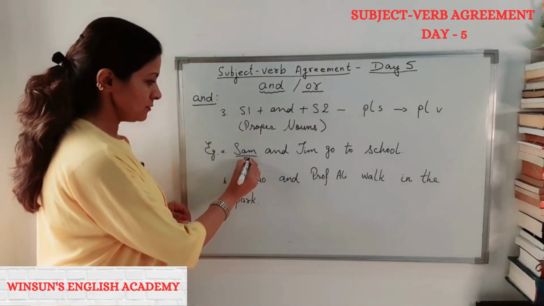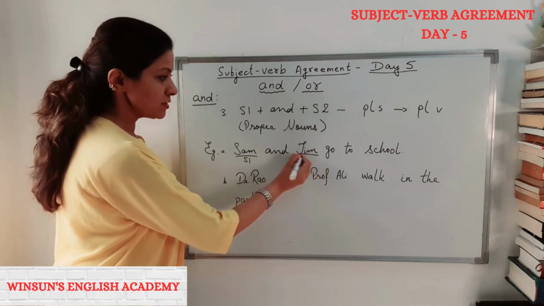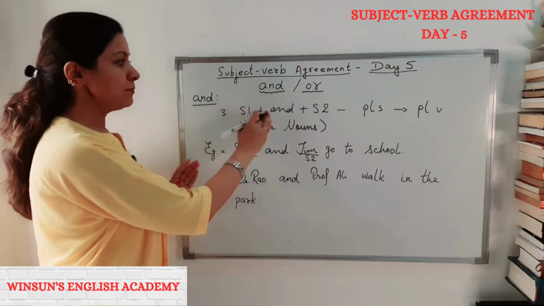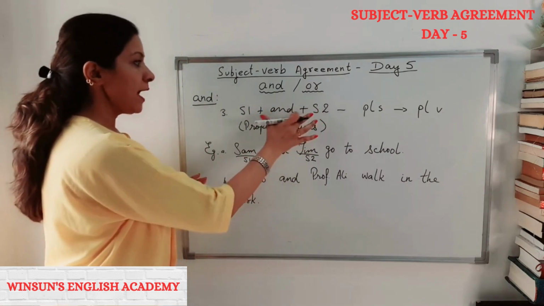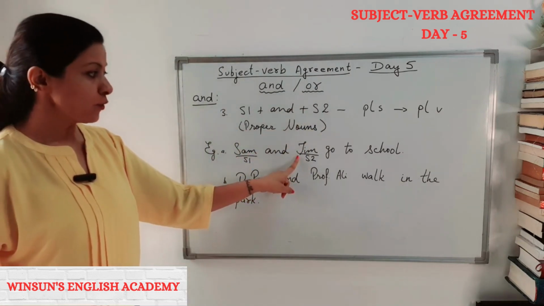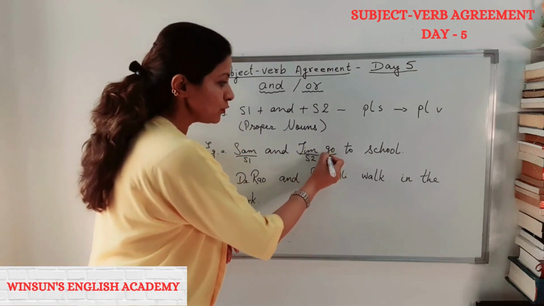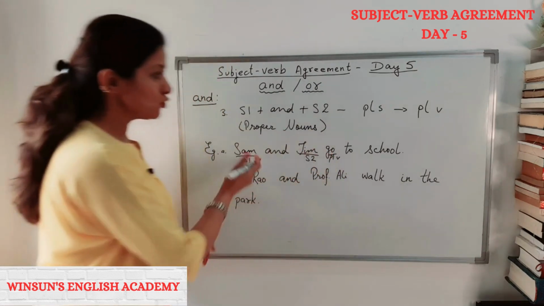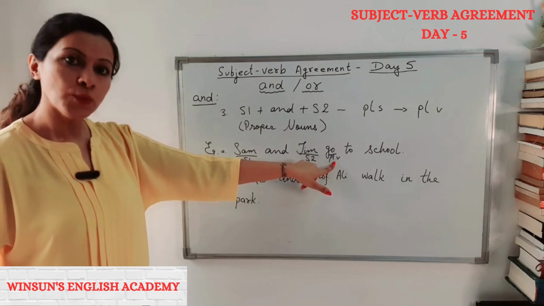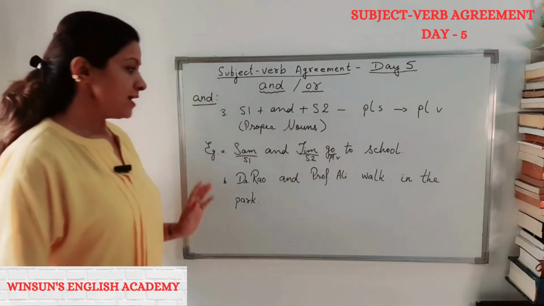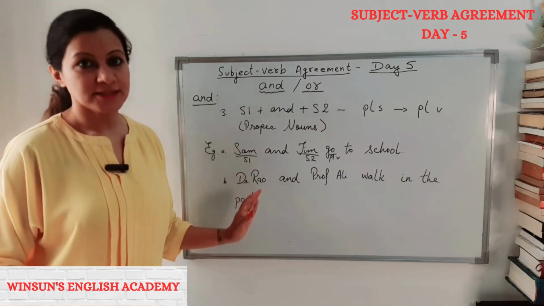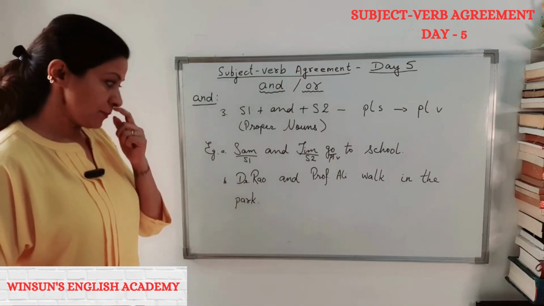Sam, subject 1, and Tim, subject 2, right? According to the third rule, when there is subject 1 plus and plus subject 2, and these two subjects are proper nouns. These are proper nouns, right? So, in this case, we take the plural verb because these two become the plural subject of the sentence. Okay? So, we take the plural verb. Also, I had mentioned yesterday that before proper nouns, we never use any article.